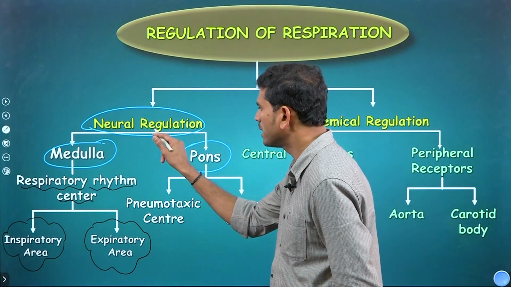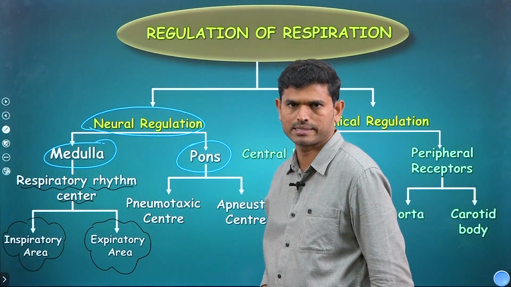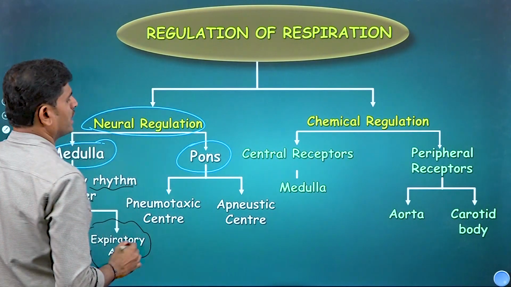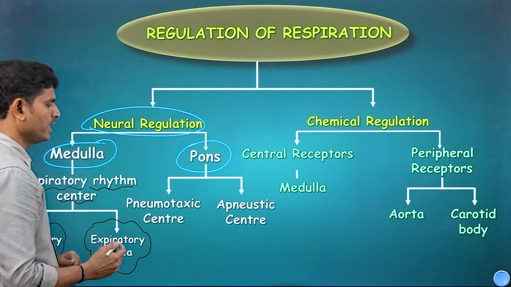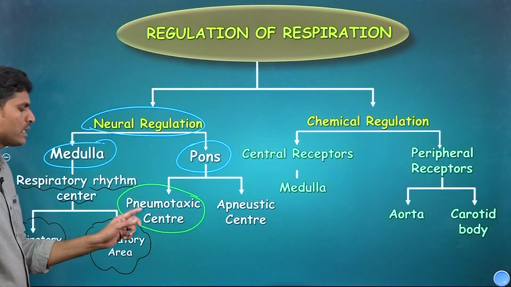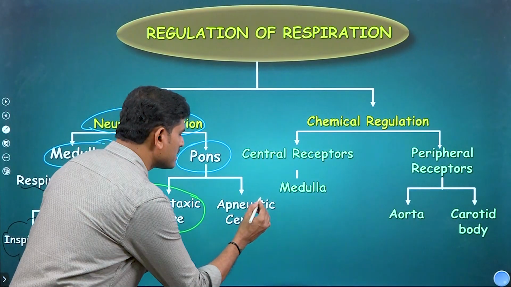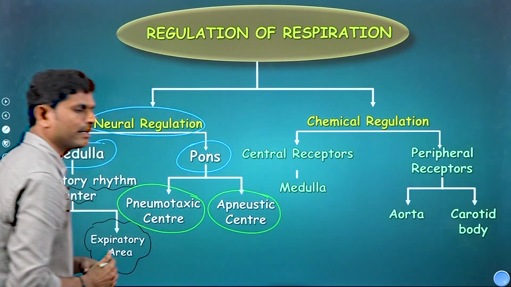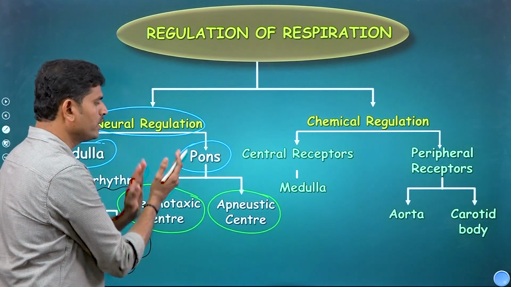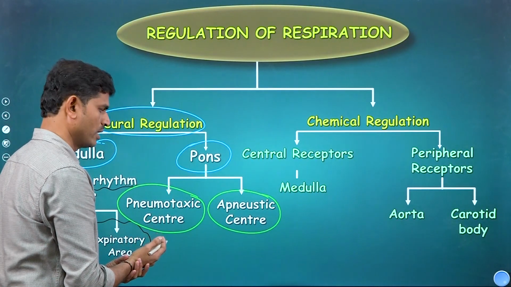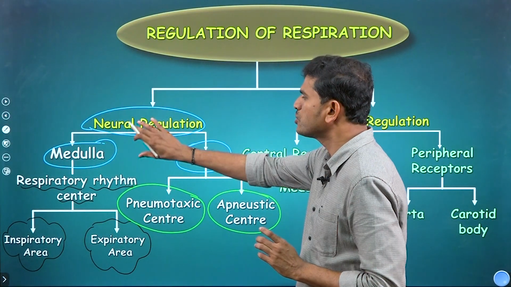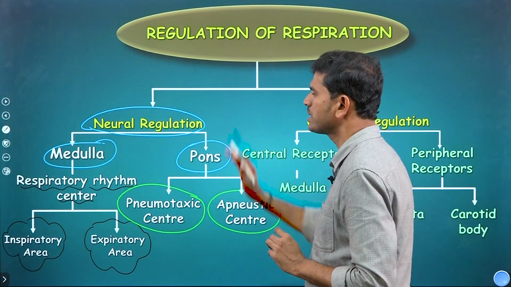This is a part of neural regulation, a major thing. Okay, so next, another one we can see, pons varoli. This pons varoli contains two areas or centers. One is the pneumotaxic center and another one is the apneustic center. These are the parts of pons varoli. They also regulate the respiration. So totally, pons varoli and medulla constitute the neural regulation. This is the main thing.